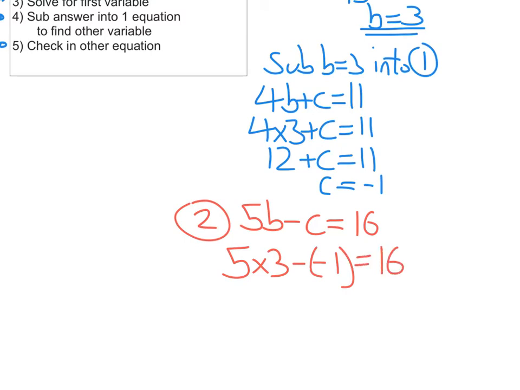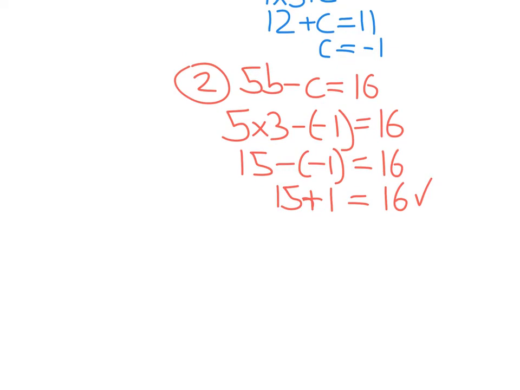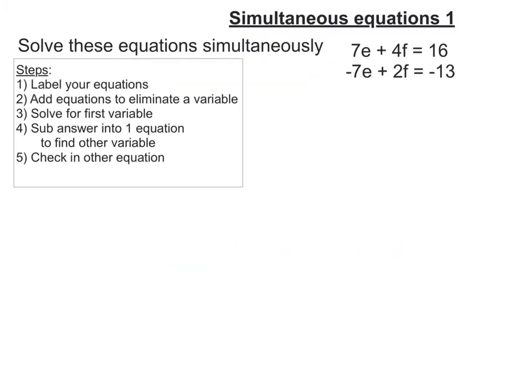Let's do some work here. So 5 times 3 is 15. Take away negative 1, and that's going to be 15 plus 1, and it does equal 16. So if your final line makes sense, you've got the right answers. So the last thing I want to write down is then our answers. And therefore, we've got b equals 3 and c equals negative 1.